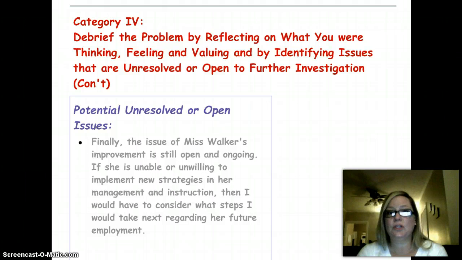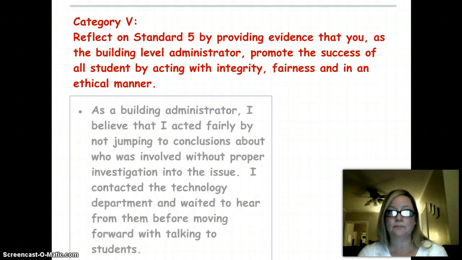Another potential issue would be Ms. Walker's improvement. So it will still be open and ongoing after the issue was resolved. So if she is unable or unwilling to implement the new strategies in her management and instruction, then I would have to consider what steps I would take next regarding her future employment, or what our next steps would be in her growth plan.